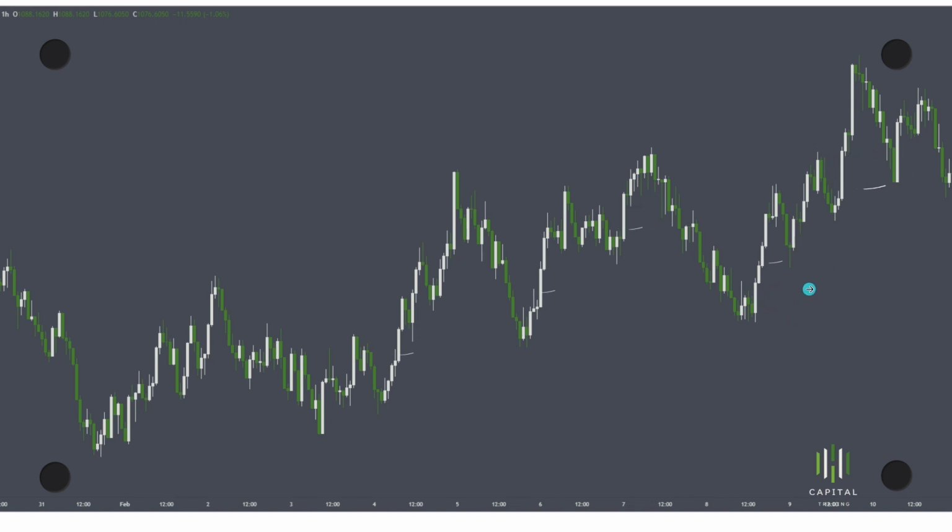But if you have knowledge about how fair value gaps work, you'll be able to frame an entry here and continue on the upside, right? So that's how you will do it. And then we have our next fair value gap here. Price came and then found support on the low of this fair value gap.